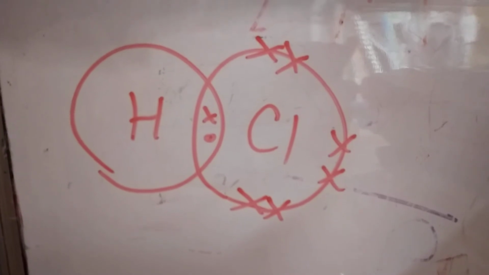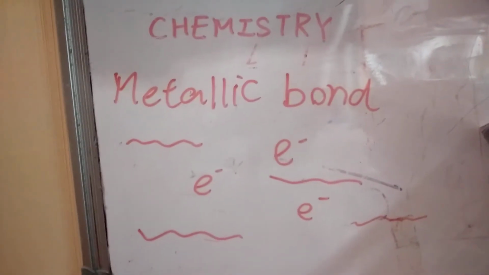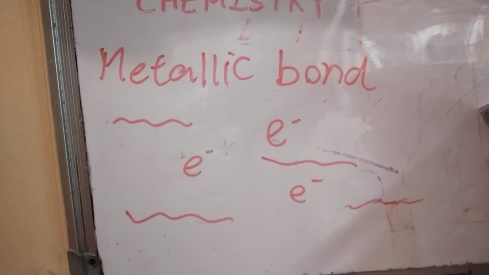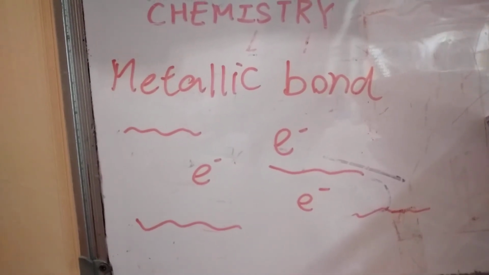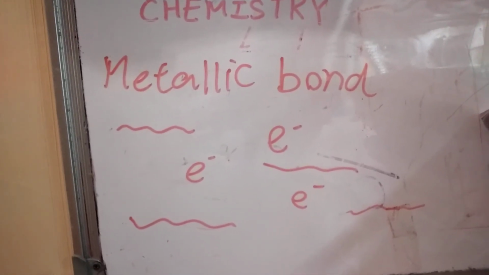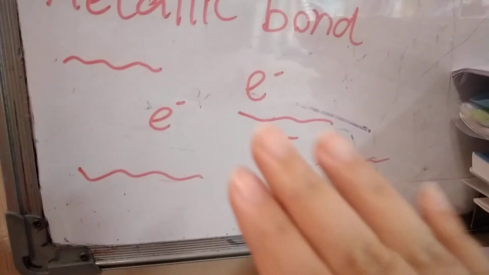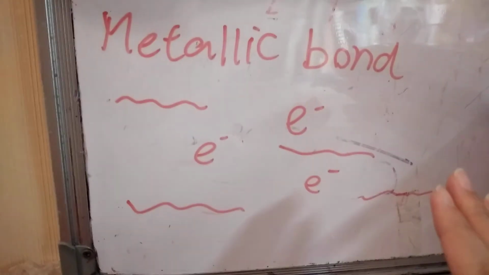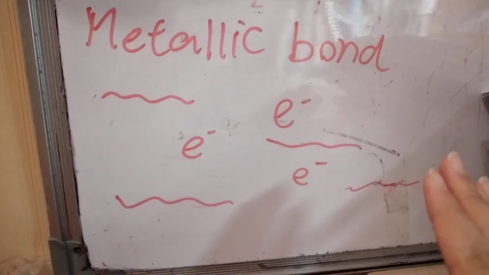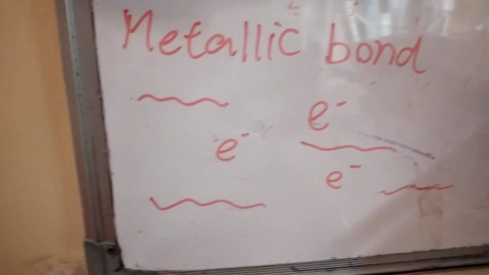They share their electrons. Oh yes, did I mention the metallic bond? So my drawing is quite bad, but metallic bond is the electrostatic attraction between a sea of delocalized electrons and metal ions. So this is a sea of electrons. The electrons are moving around, so they don't have to share or take others' electrons.